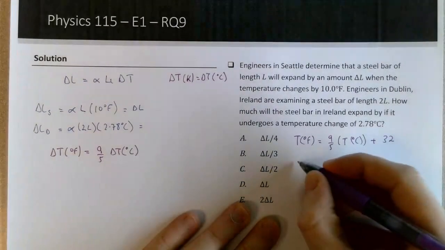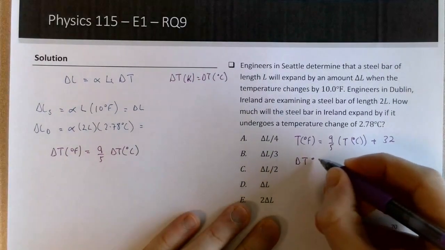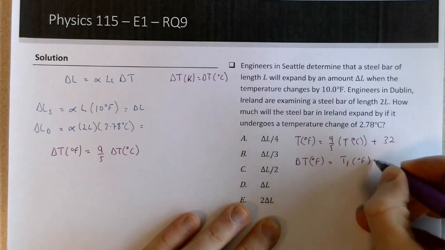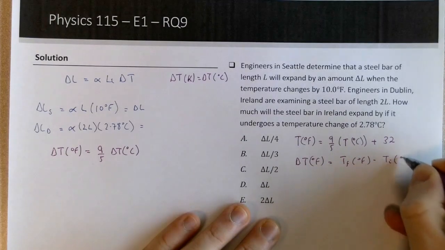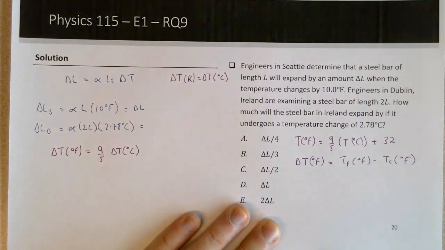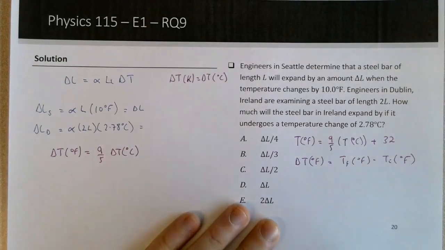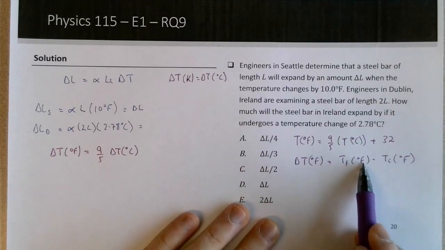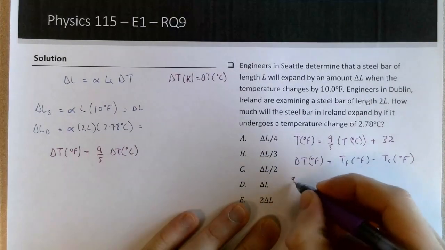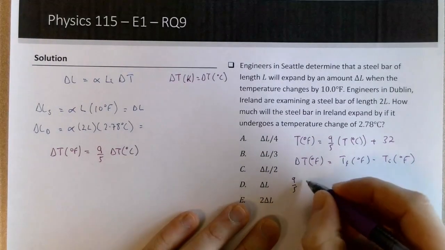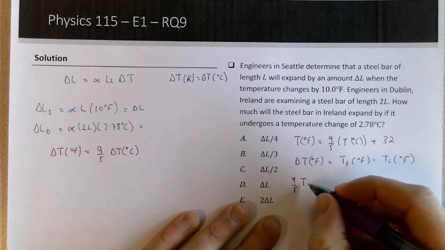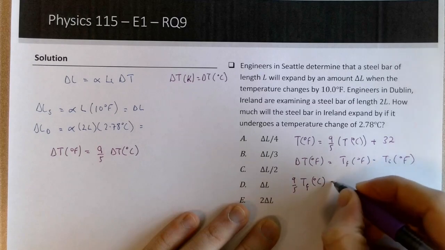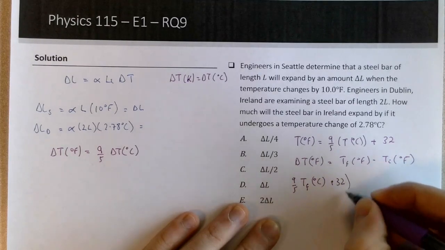But a delta T in degrees Fahrenheit, of course, is T final in Fahrenheit minus T initial in Fahrenheit. So I'll put this on one line. So I'm looking at the delta. So what is the T F in degrees Fahrenheit? Well, that would be 9/5 of T final in degrees Celsius plus 32 for all that one.